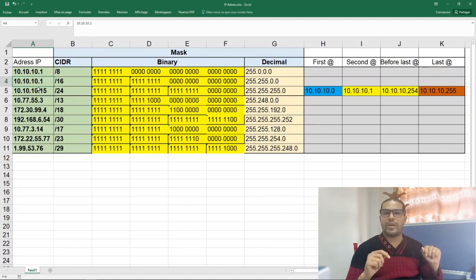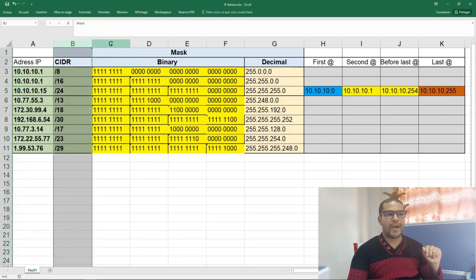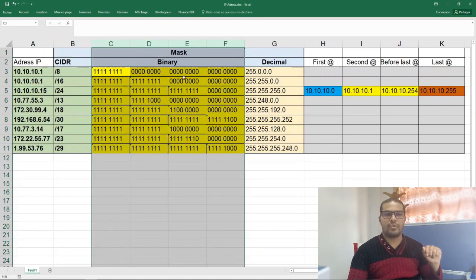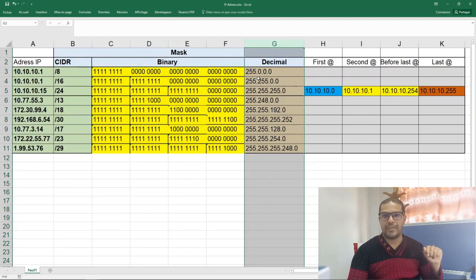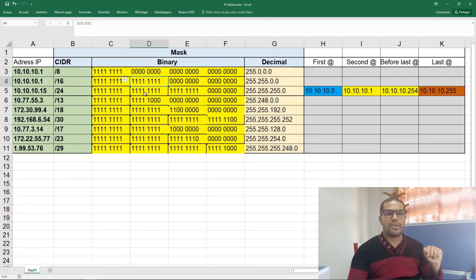And also we saw how we can convert the mask from its form. We said we can convert the CIDR form to the binary form, and we saw also how to convert from the binary form to the decimal form using the helper table. Now actually we're gonna do the calculation to extract the range of addresses from the IP address and the mask.